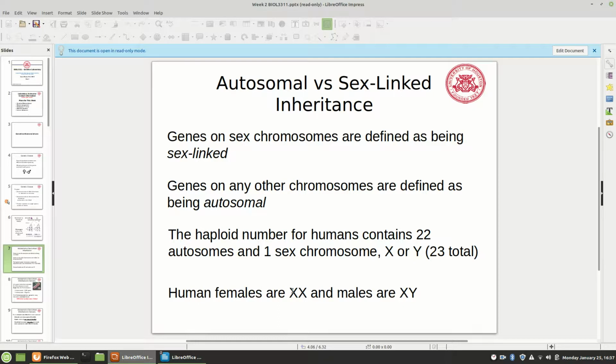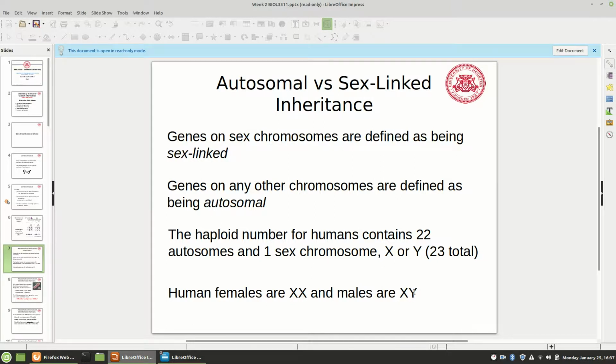Let's say you get a mutation here on one of your X chromosomes. Well, you have a backup copy. If this is a bad trait, well, you have a backup trait. You have a backup copy of the gene that hopefully is dominant over this bad copy, and you don't get whatever the disease is, for instance.